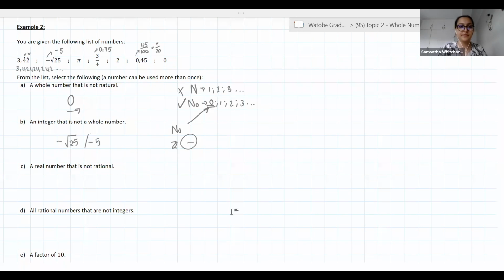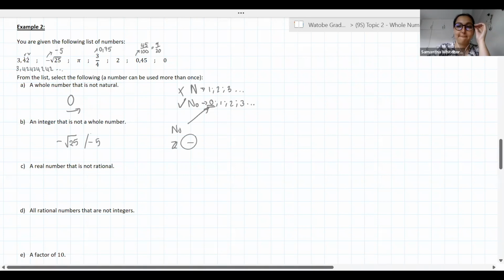1 and 5. 1, 2, and 5. If you need to, go back to those definitions that you screenshotted or that you wrote down for your different numbers. And then I'll give you another 60 seconds or so.